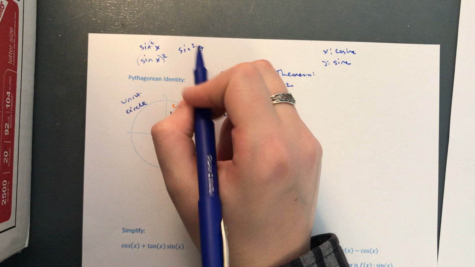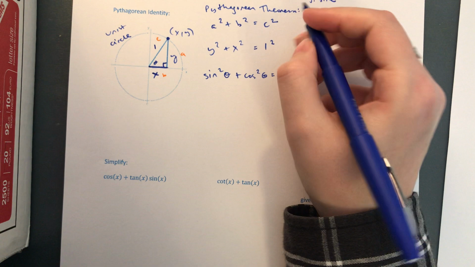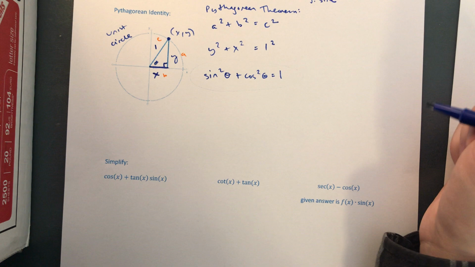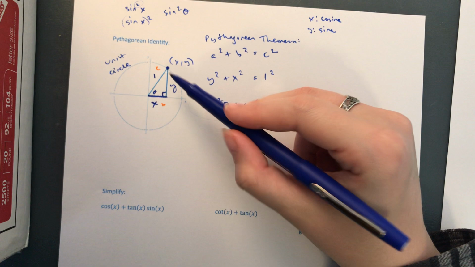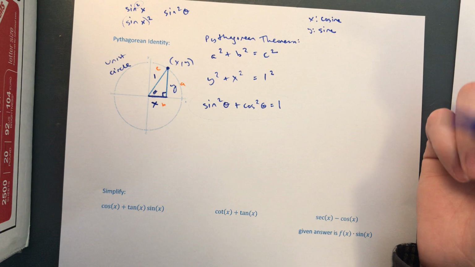Sine squared theta plus, and x is cosine, plus cosine squared theta equals 1 squared is 1. And so this is what's called the Pythagorean identity, because we're just applying the Pythagorean theorem to any triangle that would live in your unit circle. Pythagorean theorem is your legs squared equals the hypotenuse squared. Well, the hypotenuse everywhere in your unit circle is 1. So sine squared plus cosine squared equals 1.